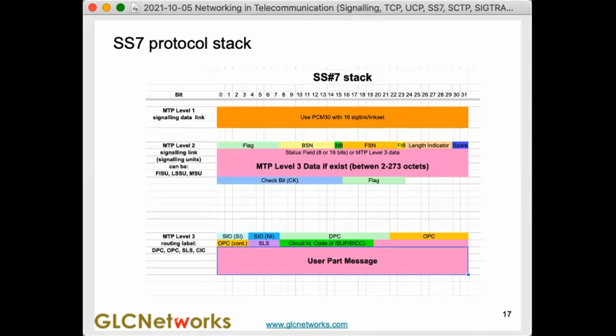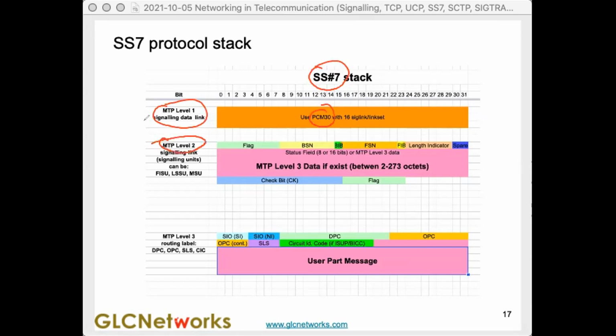If you learn about encapsulation, most likely you will see there are layers. Same thing with SS7. As I said, SS7 only talks about signaling, nothing to do with the data. Only signaling. So this is level 1. Sometimes we can use PCM30, with the 16 signaling link or link set.